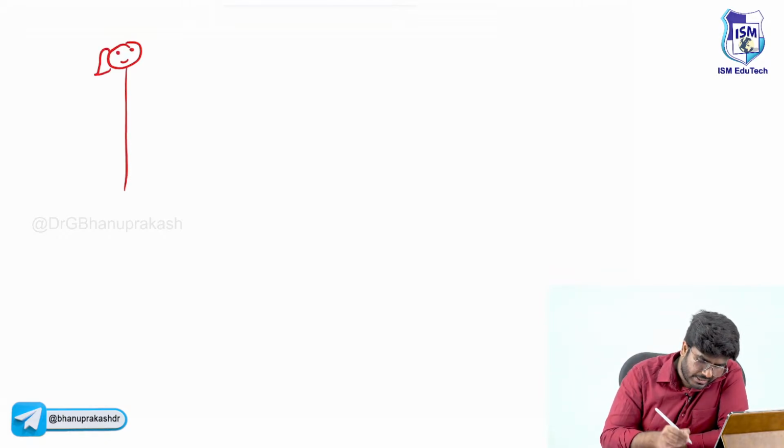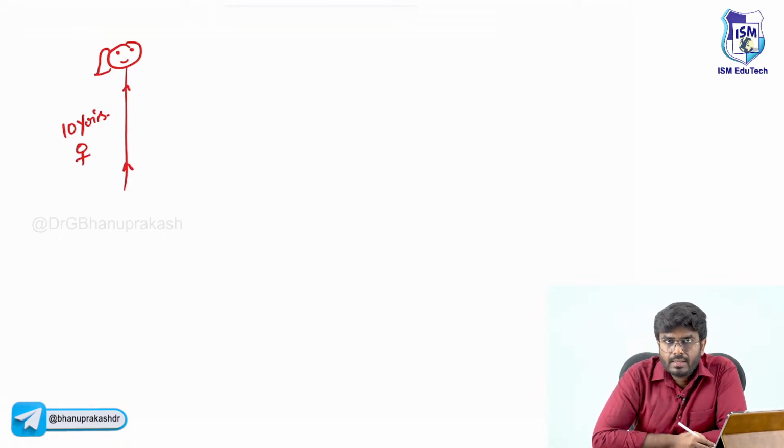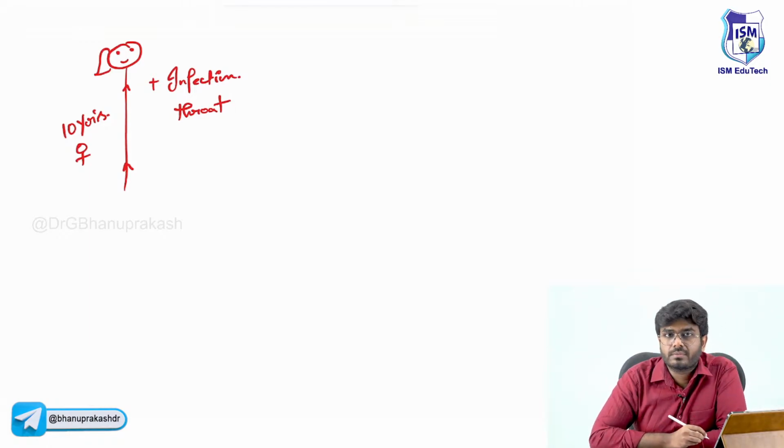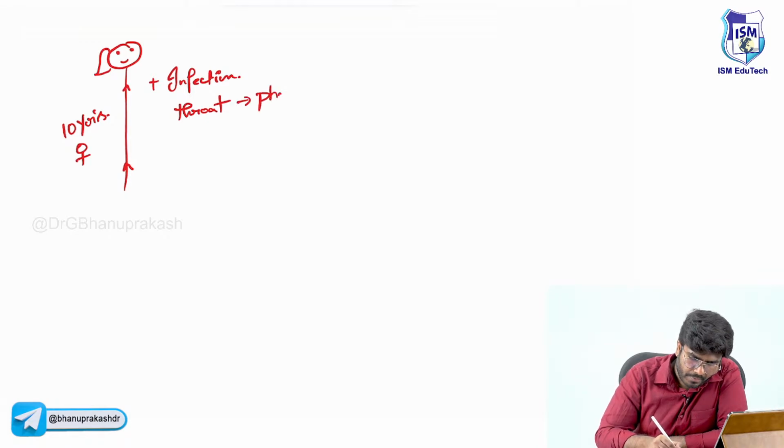First, let's look here. Imagine there is this one child, a happy child, such a small child of, for example, 10 years, female. Now this 10-year-old female got an infection in her throat. Throat infection, that is what? Pharyngitis.